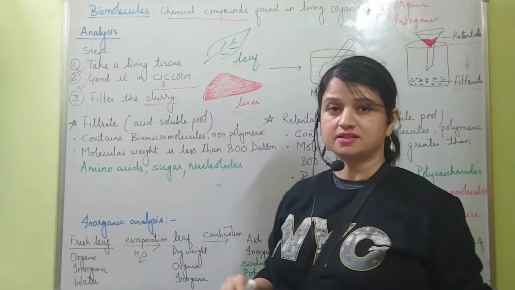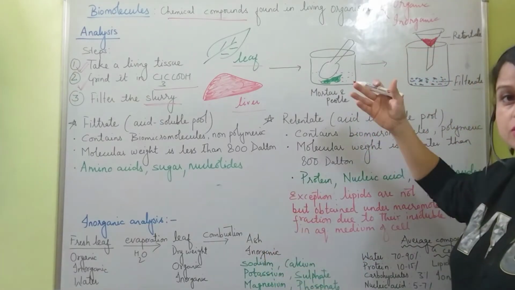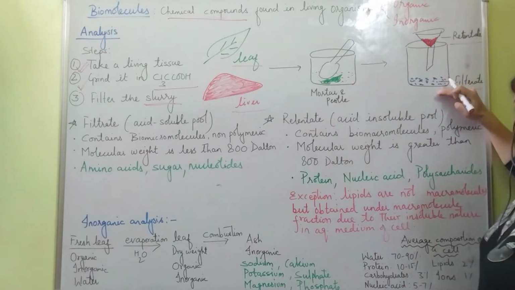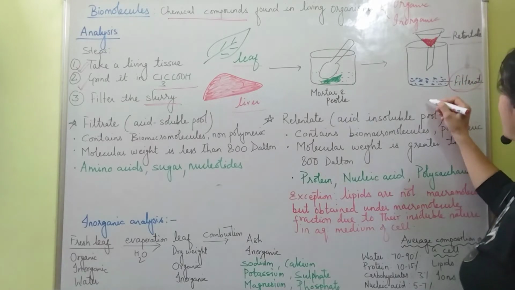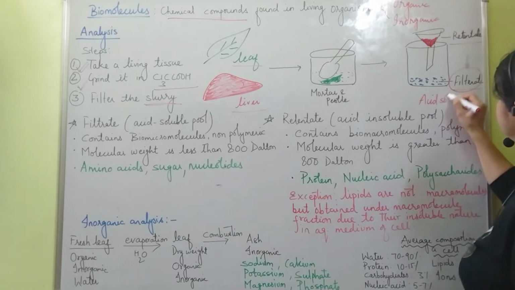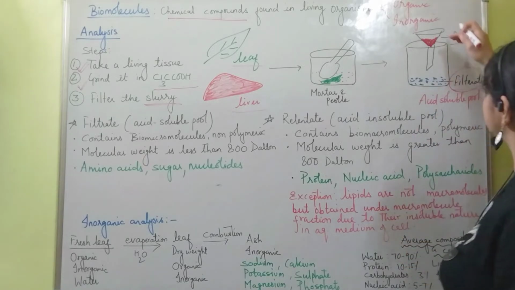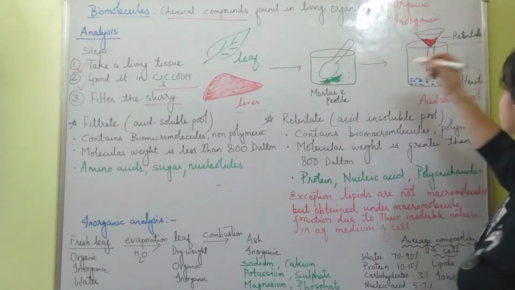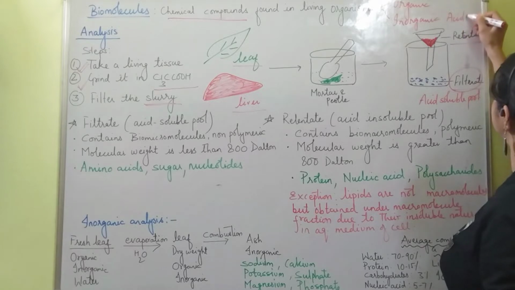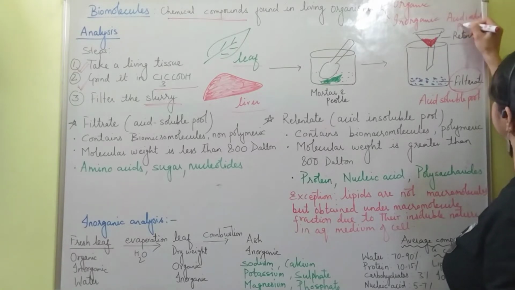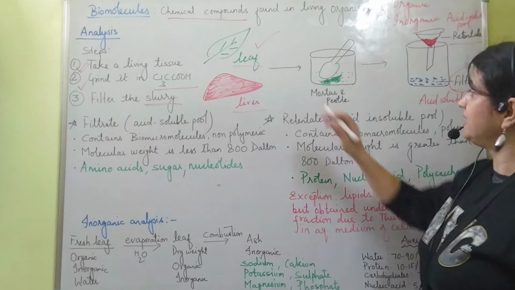The third step is that we have to filter the slurry. When we filter the slurry with the help of a cheesecloth, what will happen? We will get two parts. The part which is filtered down is known as the filtrate, or the acid soluble pool. The substance which remains in the cheesecloth is known as the retentate, or the acid insoluble pool. Clear?